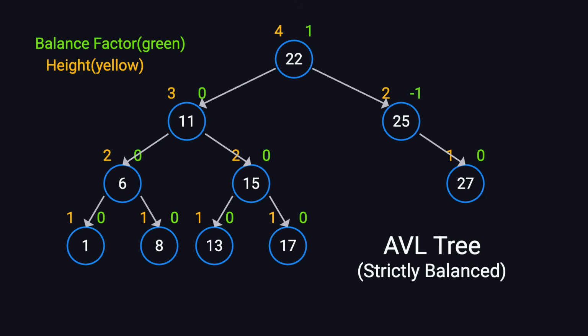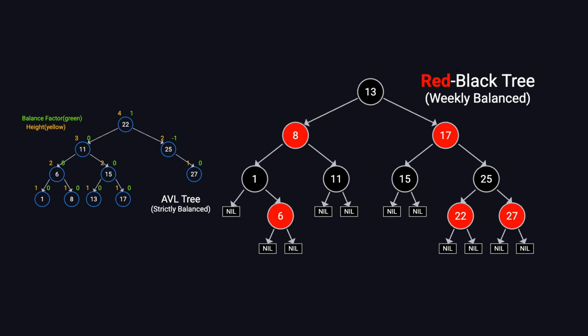One type of self-balancing BST you might have heard of is the AVL tree. AVL trees maintain a strict balance, meaning they keep their height as small as possible. Red-black trees work a bit differently. They are also self-balancing, but in a weaker or approximate way. Because of this, red-black trees require fewer adjustments when inserting or deleting nodes, making them more efficient in scenarios where these operations are frequent. That's why red-black trees are more commonly used in real-world applications.